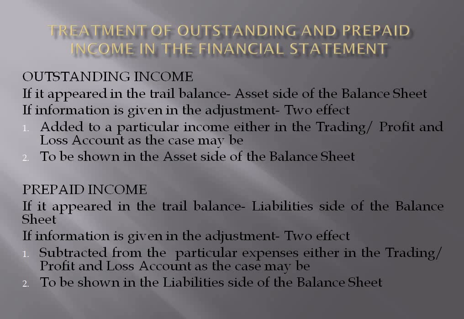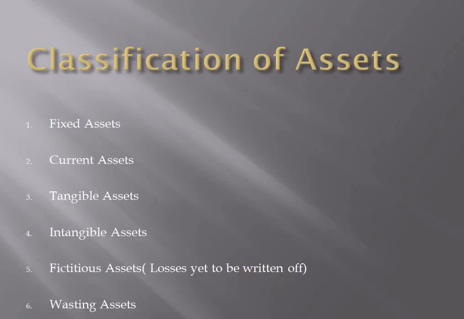Then in the case of prepaid income, if it appears in the trial balance, it will be shown in the liability side of the balance sheet. Then if it's given in the additional information, it will be subtracted from the particular income either in the trading or profit and loss account, then be shown in the liability side of the balance sheet.